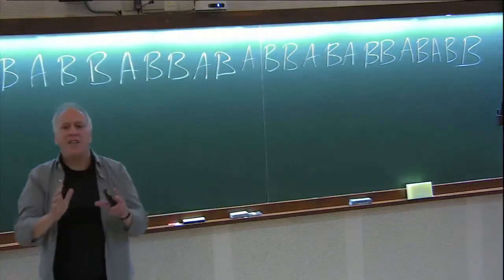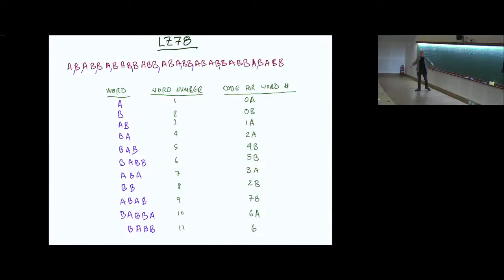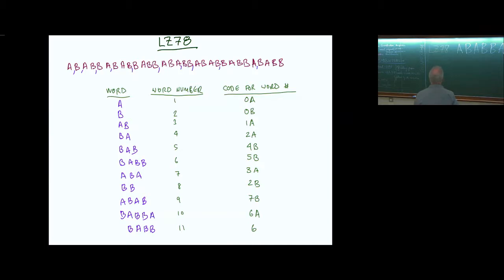Okay, so what these guys said, this is so-called LZ78. It's the second of the algorithms. So I'm going to tell you about Lempel-Ziv 78, because it came from 1978, shockingly enough. And what these guys say is the following.